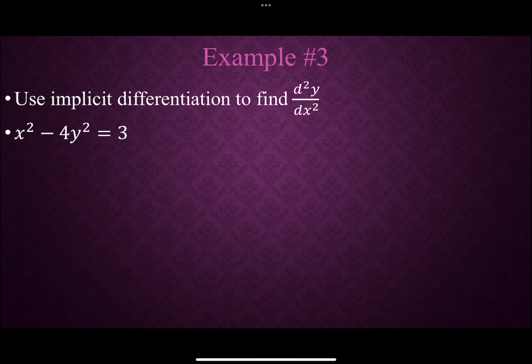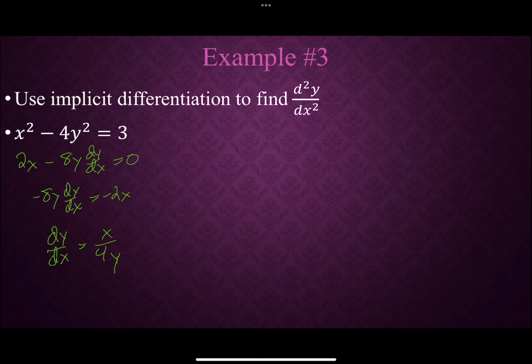Now, we can also use it with our implicit. We talked about implicit last time in 2.7, so we just go ahead and take our derivative implicitly. x squared becomes 2x, negative 4y squared is negative 8y dy/dx, and the 3 is a 0. So we solve for dy/dx by subtracting the 2x over, dividing by the negative 8y to get dy/dx equals x over 4y when we reduce it. And that's where we need to go.